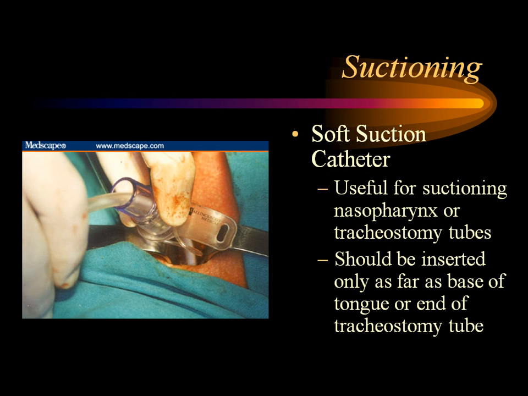And it should be only inserted as far as the base of the tongue, or the end of the tracheostomy tube. Tracheostomy tube's only about this long or so. So you don't have to go down to their toenails. Just go down just far enough to get the stuff out.